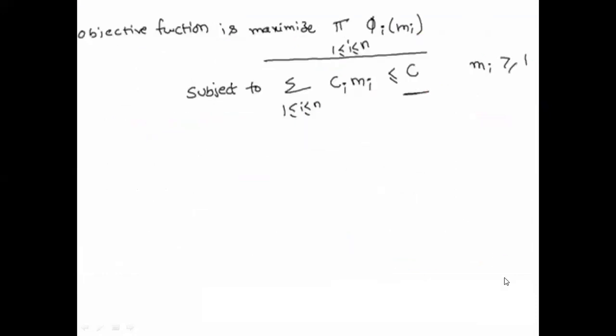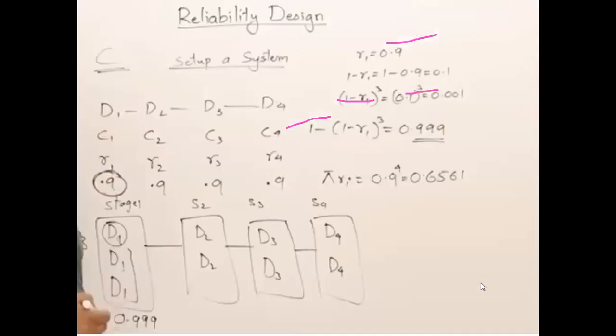Okay. So the objective function is to maximize the product of Φi(mi) for 1 less than or equal to i less than or equal to n. So it is subject to the constraint that depends on the n number of devices, so the summation of Ci Mi is less than or equal to the total cost. Okay. Now let's see with one example how this optimization problem works.